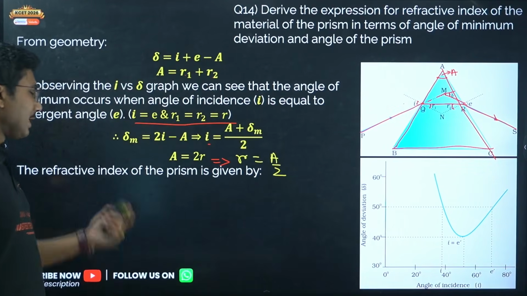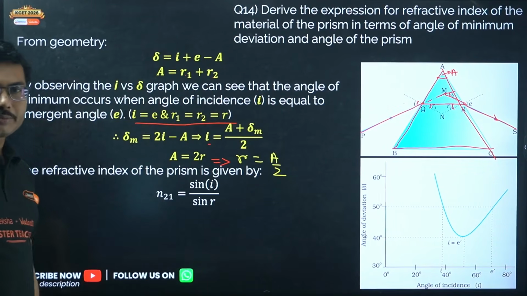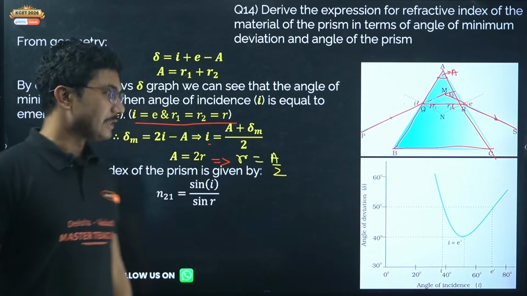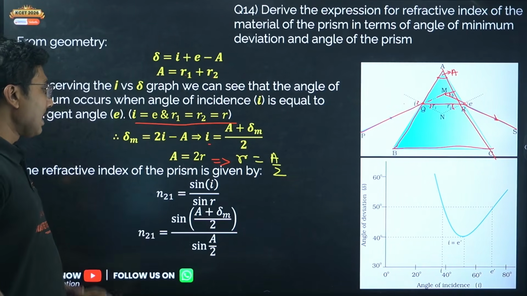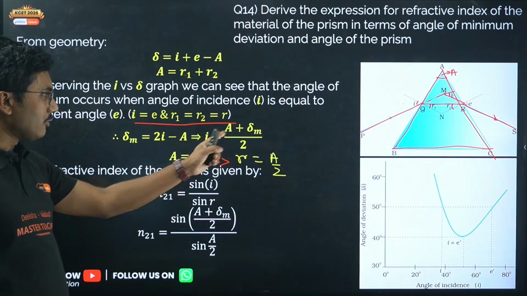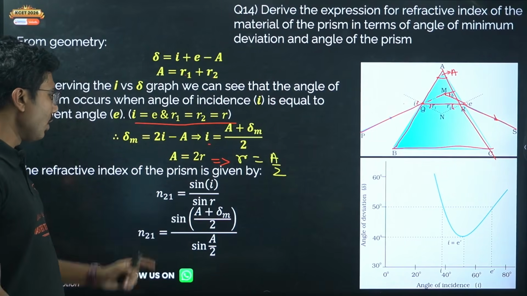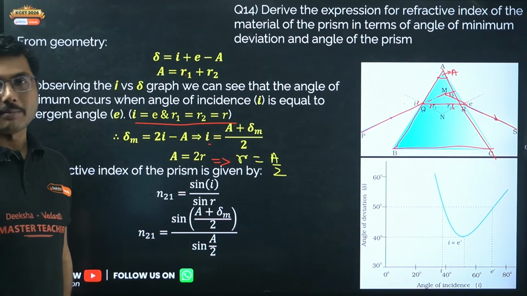Okay, now from Snell's law we can write the refractive index of the prism with respect to surrounding is given by sin I by sin R, and that is equals to sin, instead of I you have to put this value A plus delta m by 2, and instead of R you have to put A by 2.